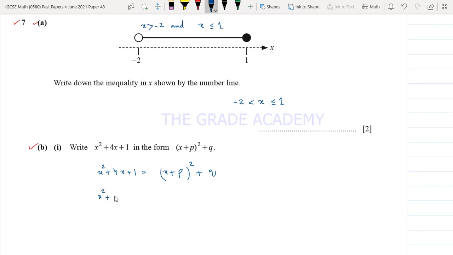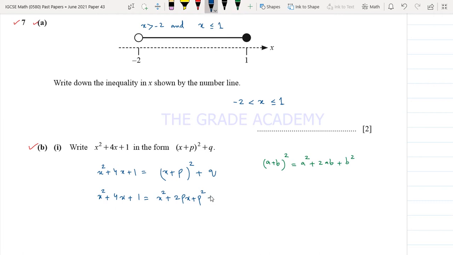So the left hand side will be written as it is. So we will expand the right hand side and then we will compare the coefficients of like terms on both sides to find the unknowns p and q. So let's expand x plus p whole square. So this will be equal to x squared plus 2px plus p squared. So here we have used the identity that a plus b whole squared is equal to a squared plus 2ab plus b squared.